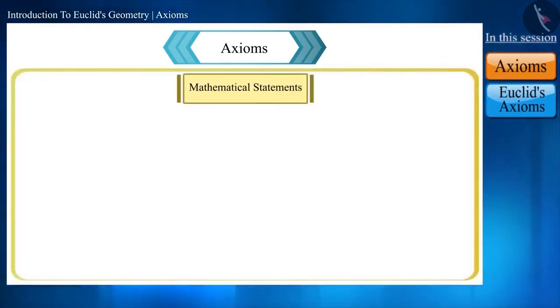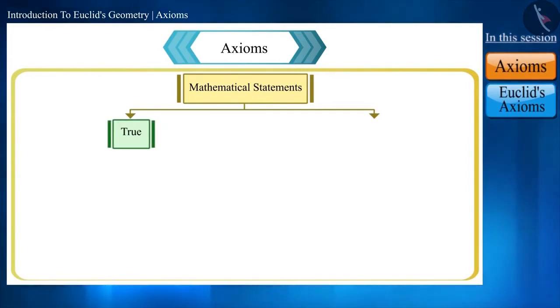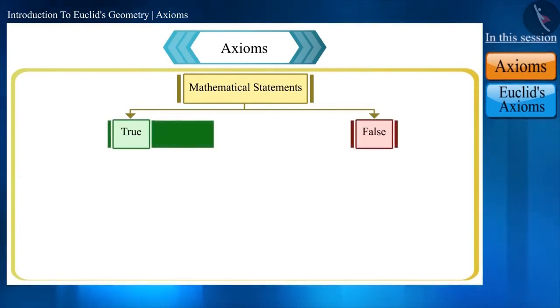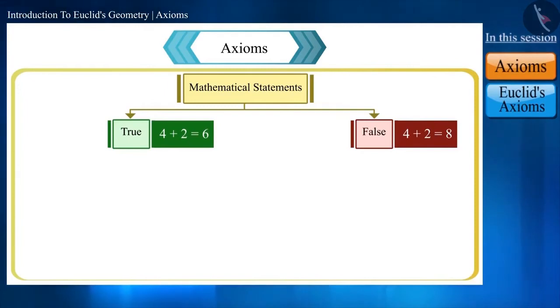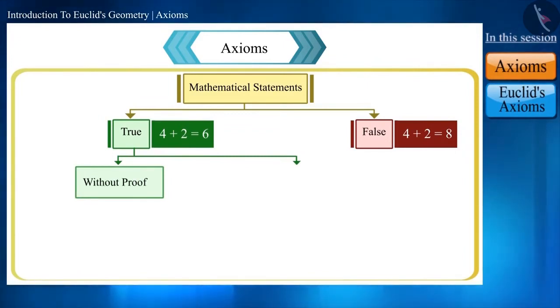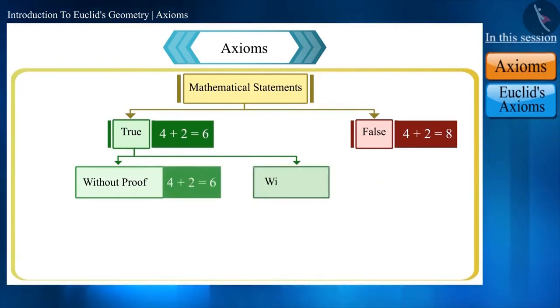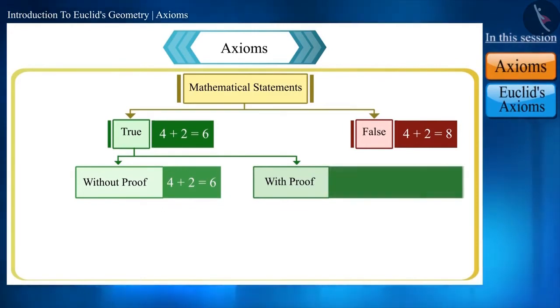But in mathematics, there are only two types of statements. Either they are completely true or false, such as 4 plus 2 equals 6. This is always true. And 4 plus 2 equals 8. This is always false. There are also two classes of true statements. First, that is assumed to be true without proving, that is, universal truths, such as we saw, 4 plus 2 equals 6. And the second, which is proved by evidence. For example, the square root of 2 is an irrational number.